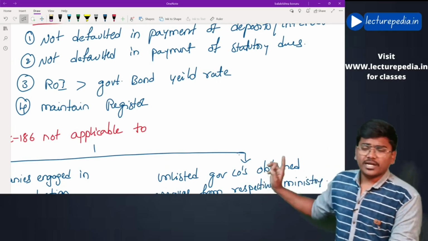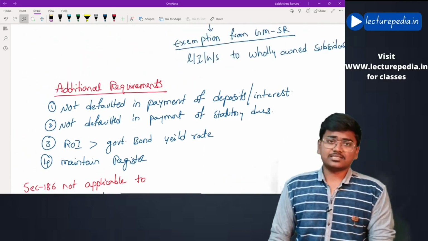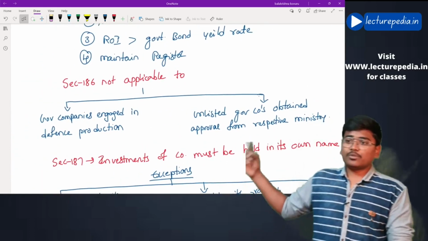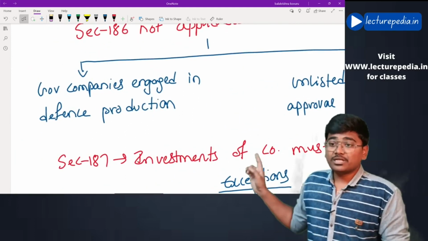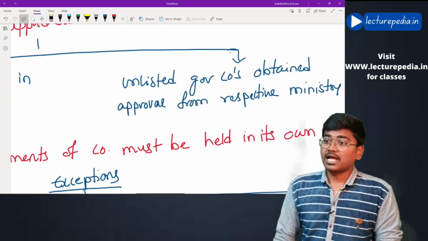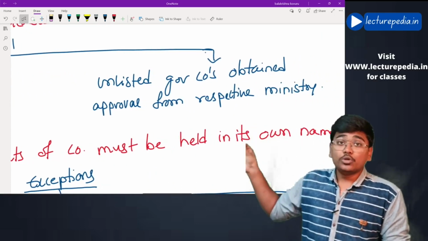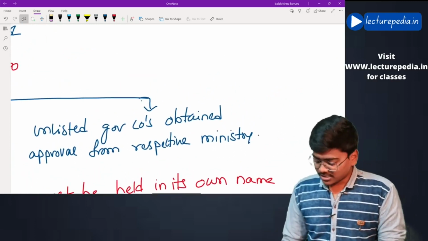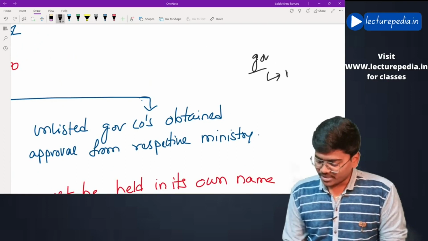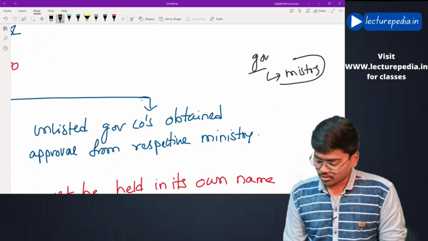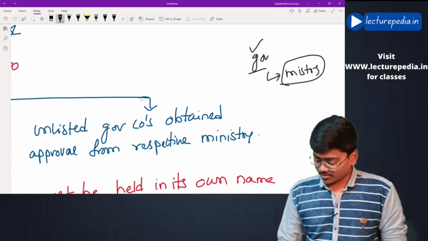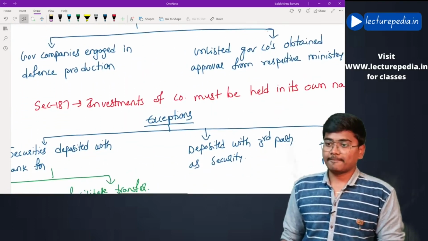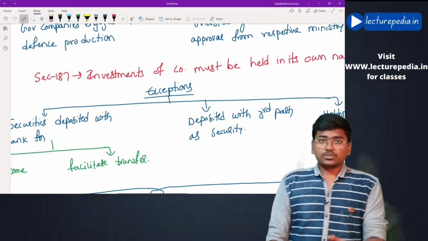Next, the company must maintain a register of transactions entered under section 186. Also, section number 186 is not applicable to government companies which are engaged in defense production and unlisted government companies which have obtained approval from their respective ministry. The government companies will be governed by the respective ministries of government. If these companies obtain permission from the ministry, then section number 186 will not be applicable. That is relating to section number 186.